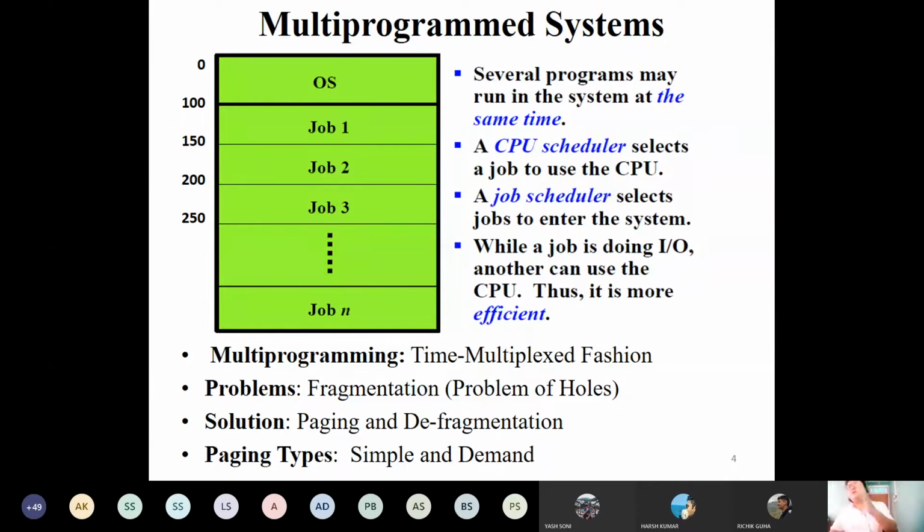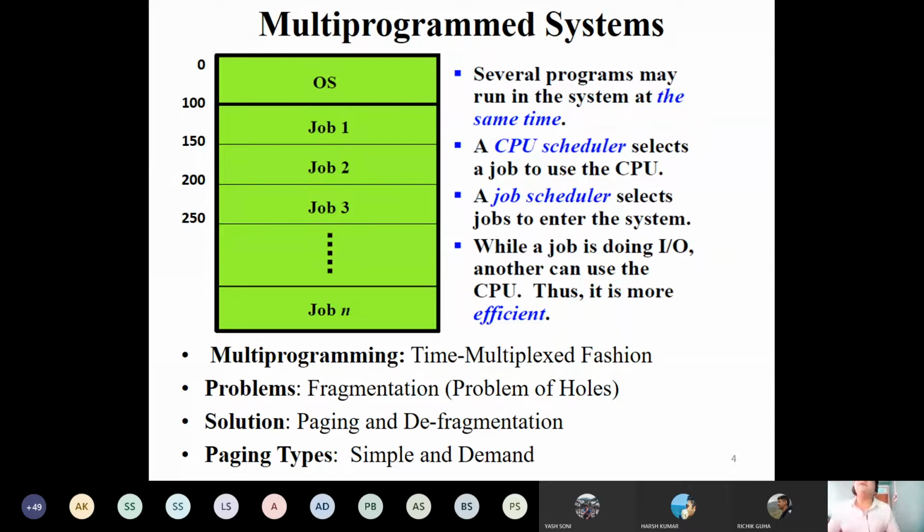Now next we need to understand what the CPU scheduler is. The CPU scheduler is also a program inside the operating system whose task is to assign the CPU.